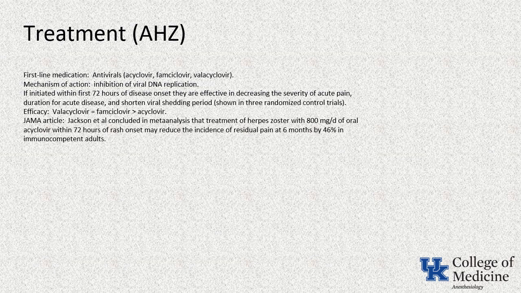Treatment for somebody with shingles or acute herpes zoster, so antiviral medicines. They work by inhibition of viral DNA replication. So we know that if you start them within 72 hours of disease onset, they are effective at decreasing the severity of acute pain, the acute disease, and they shorten the viral shedding period. Efficacy, there's 3 different types that are used: acyclovir, valacyclovir or Valtrex, or famciclovir. Valacyclovir and famciclovir are thought to be more efficacious than acyclovir.